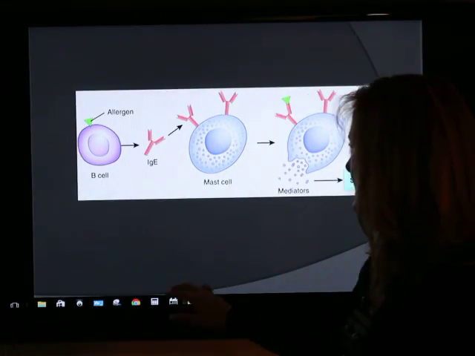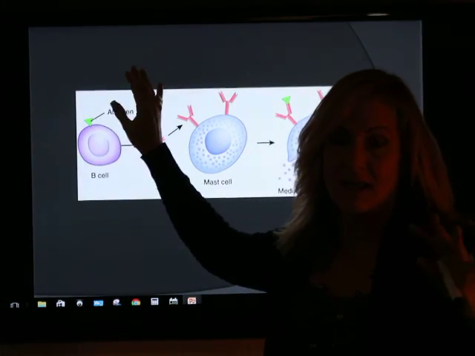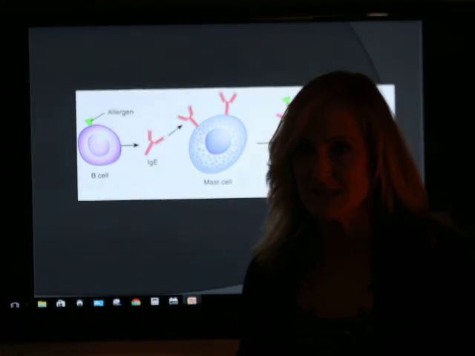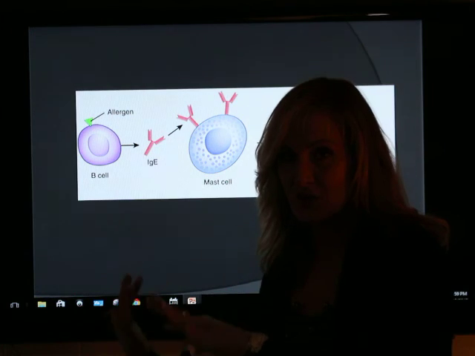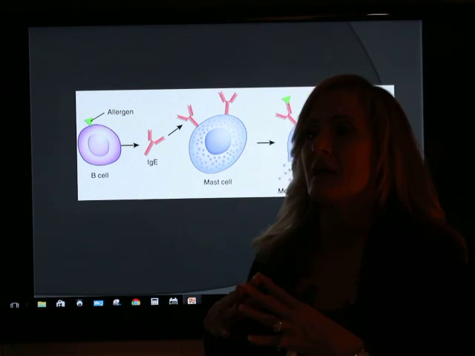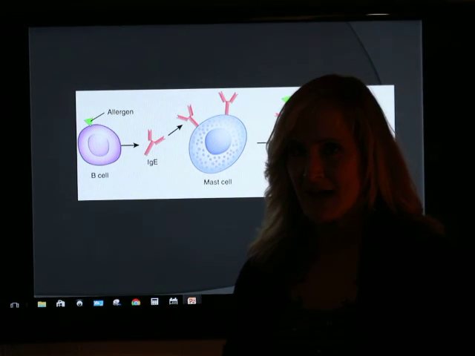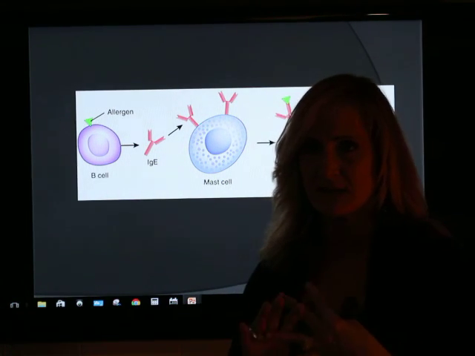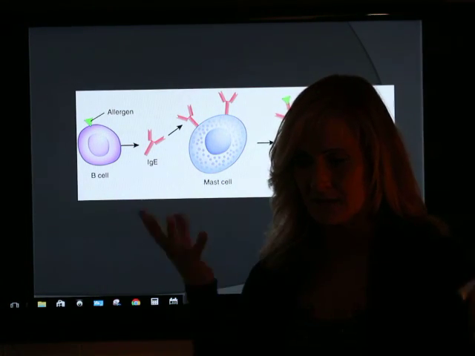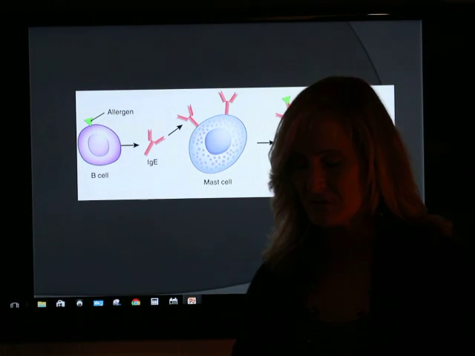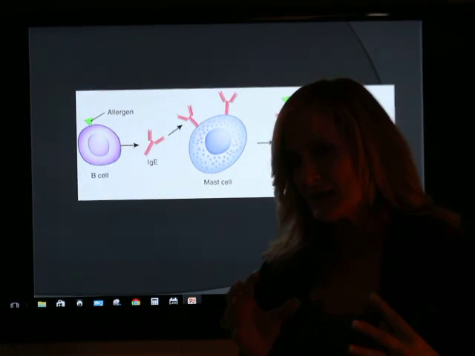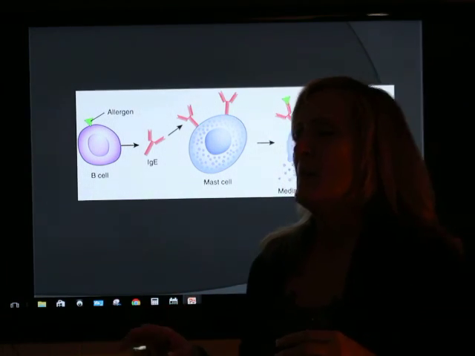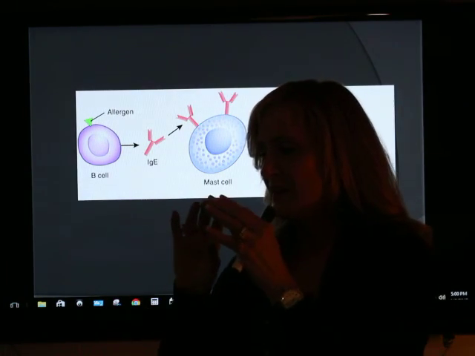The allergen could be anything. There's a million different things that can cause an allergic reaction. There's about four different kinds of allergic reactions that your book talks about, from anaphylactic to cytokine-mediated immune responses. Those are not as important, except the anaphylactic one you kind of need to know about.